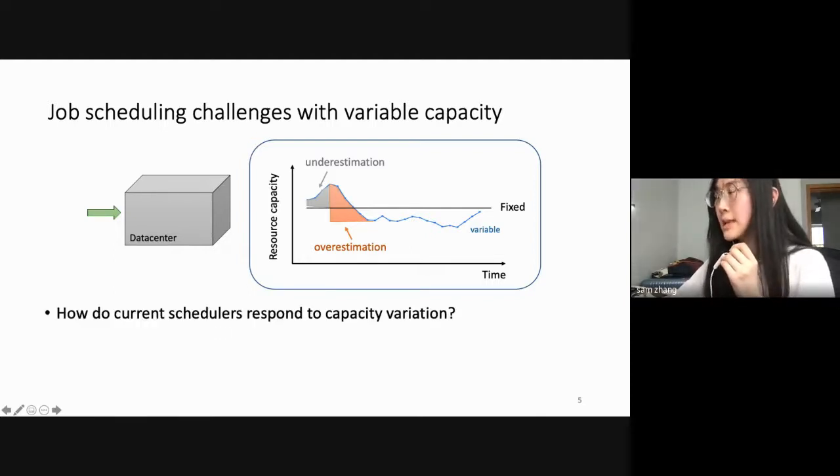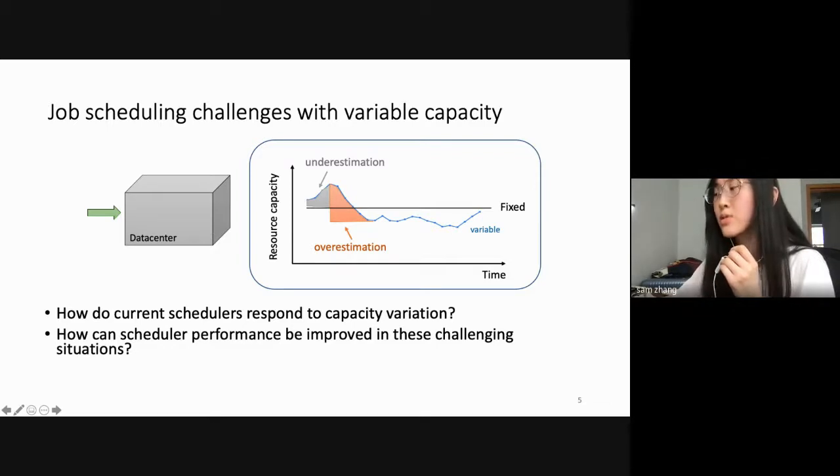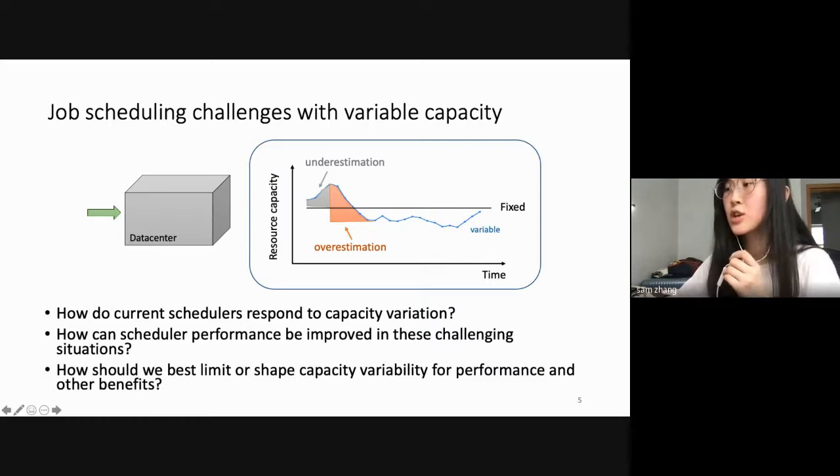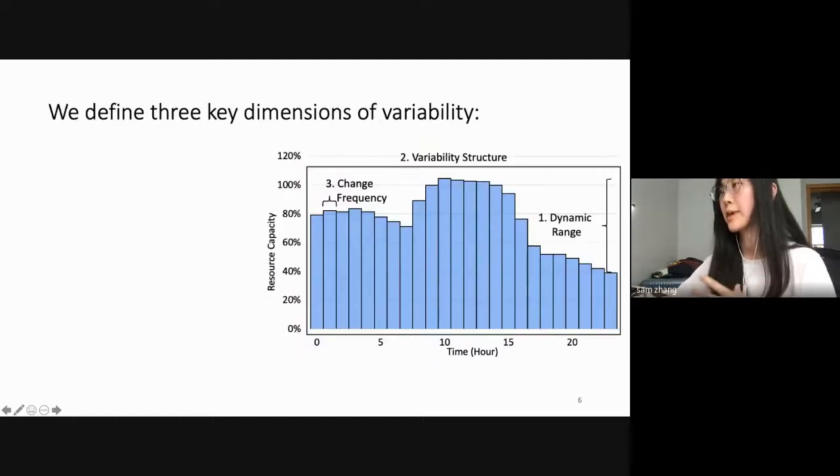So with these scenarios and challenges, we propose several key questions. The first is, how do current schedulers respond to the capacity variation? Second is, how can scheduler performance be improved in these challenging situations? And the third is, how should we best limit or shape capacity variability for performance and other benefits, such as carbon or power costs?